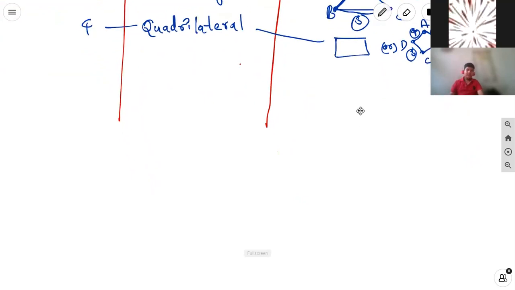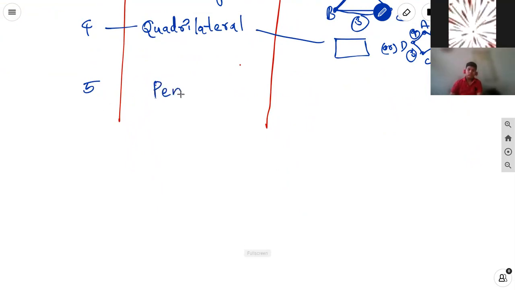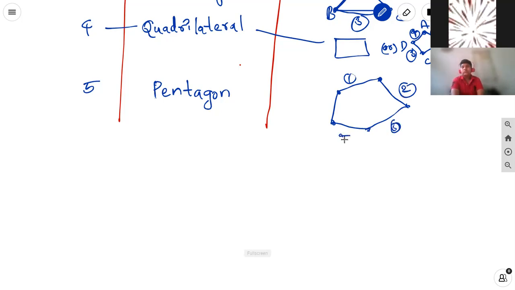The third one is 5. The number of vertices is 5. If it is 5, the classification is pentagon. Penta means 5. In this there are 5 vertices, 1, 2, 3, 4, 5, joined. Then the line segments are 1, 2, 3, 4, 5. Here the vertices are denoted by A, B, C, D, E.